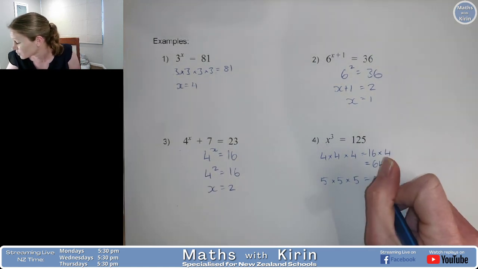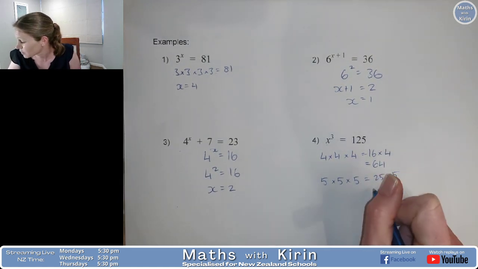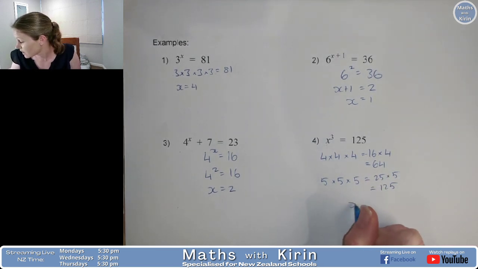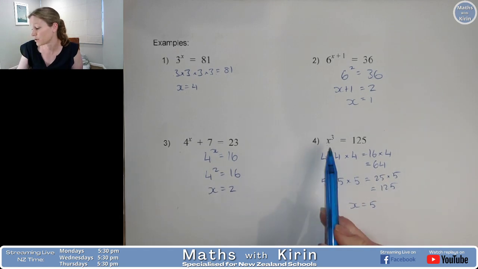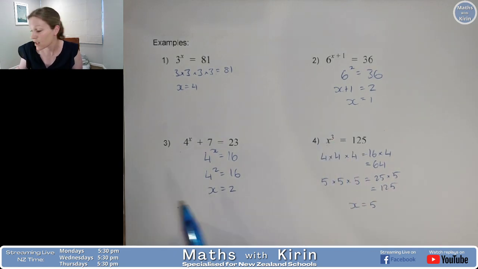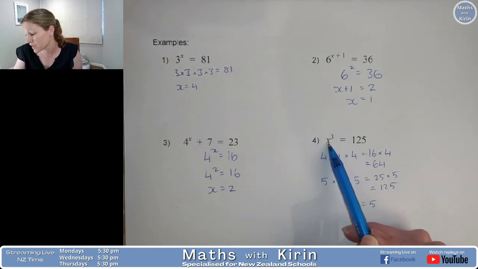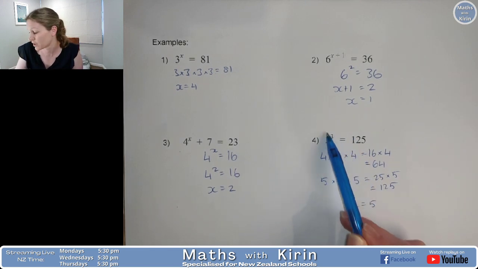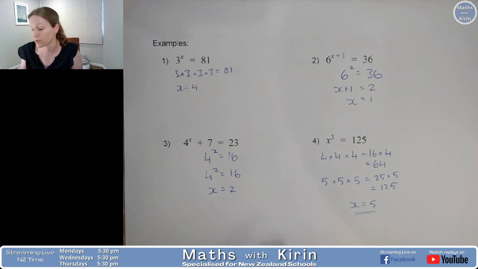So 5 times 5 is 25. And if we multiply 25 by 5, we get 125. So x must be equal to 5, because 5 cubed is 125. It can't be negative 5, because negative 5 cubed would be negative 125. So in this case, it's an odd number, so we only have x is equal to 5 without any other solution.